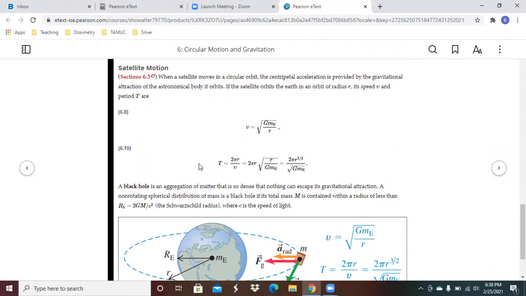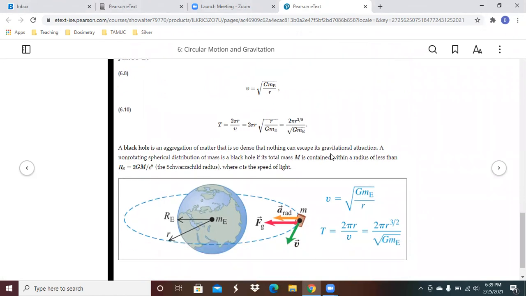When a satellite moves in a circular orbit, the centripetal acceleration is provided by the gravitational attraction of the astronomical body that it orbits. So if a satellite orbits the Earth in an orbit of radius r, the speed and the period are going to be represented with this.